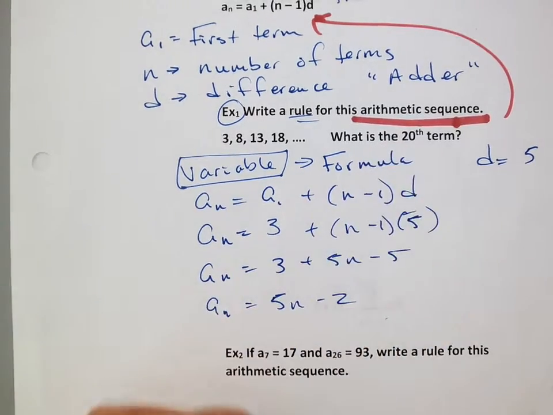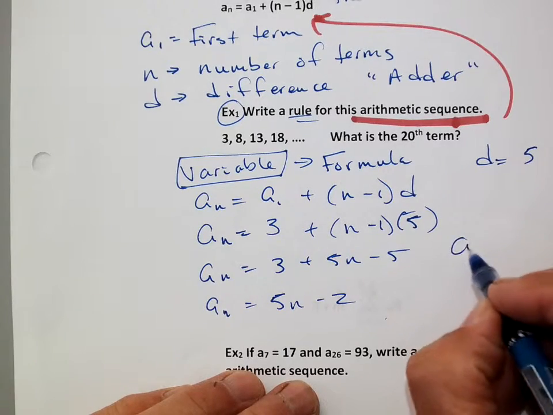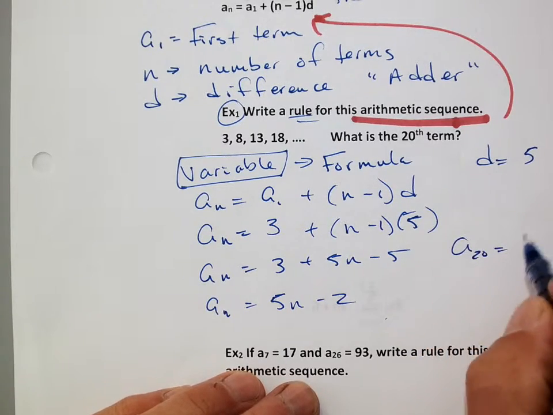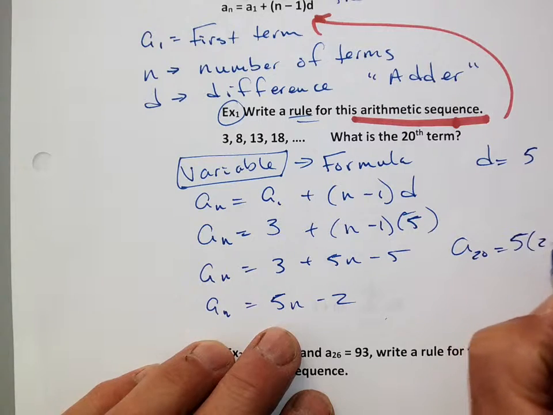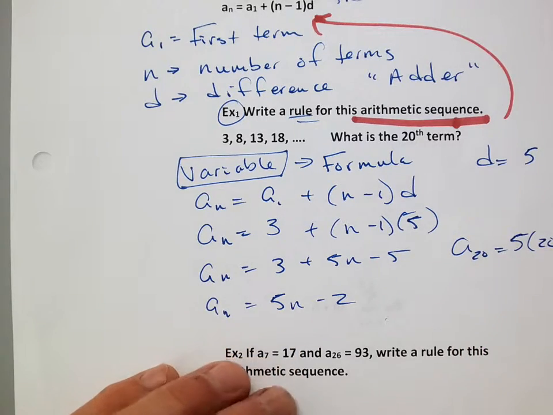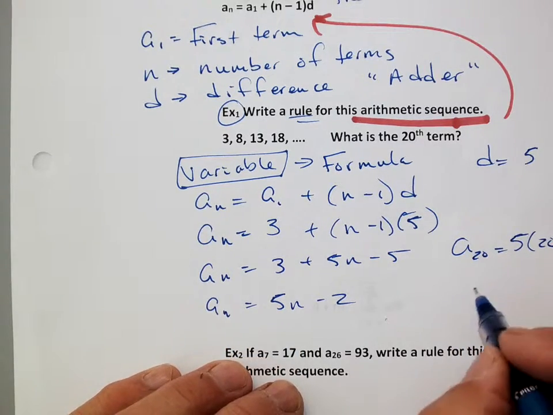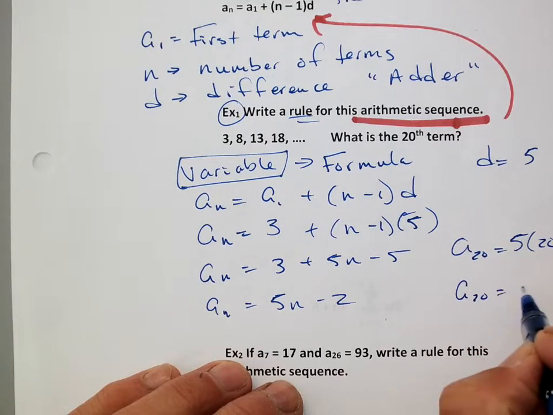Now let's make the 20th term. So I'm going to go, okay, a of 20 equals 5 times 20 minus 2, which is 100 minus 2, which is 98. So my 20th term is 98.